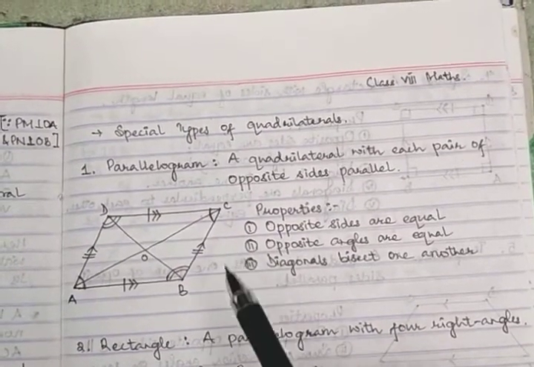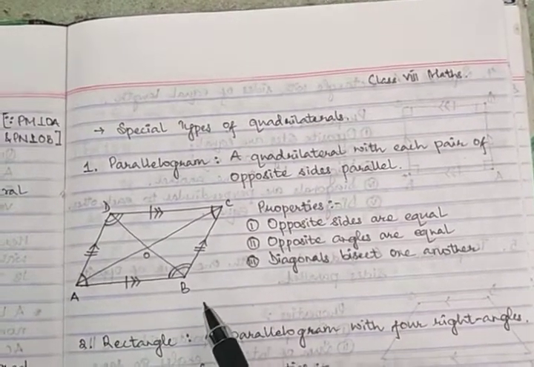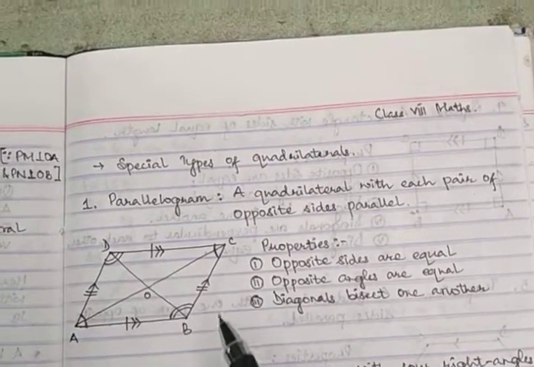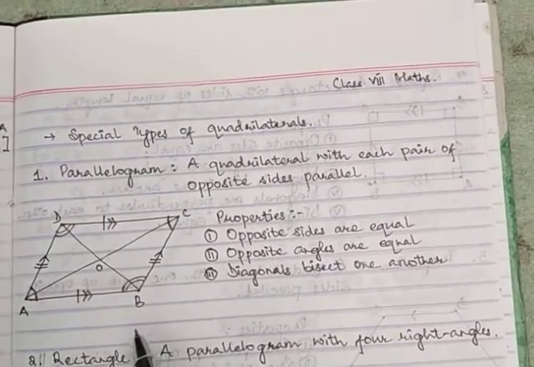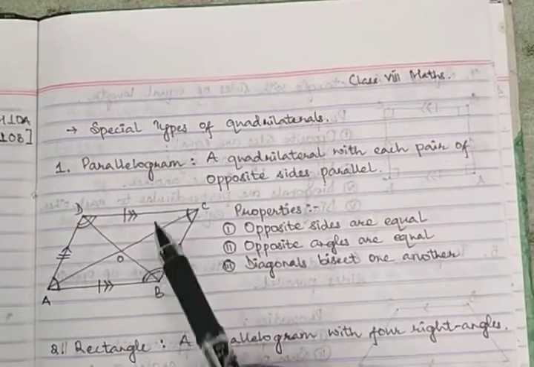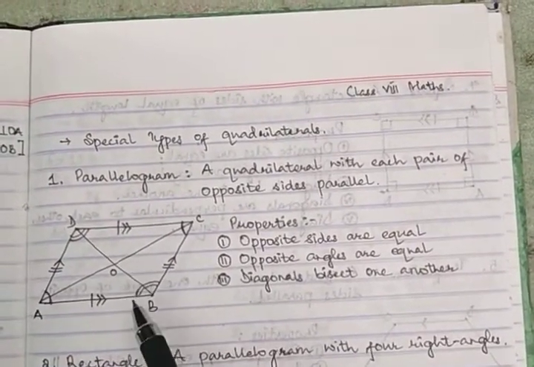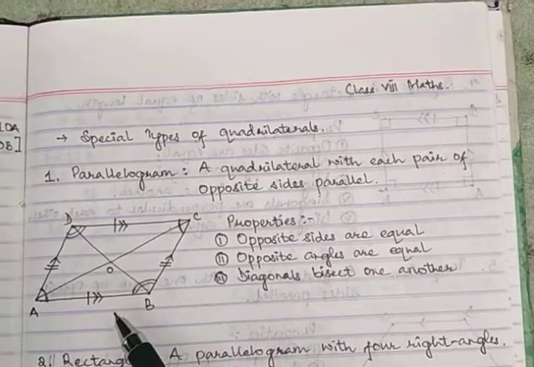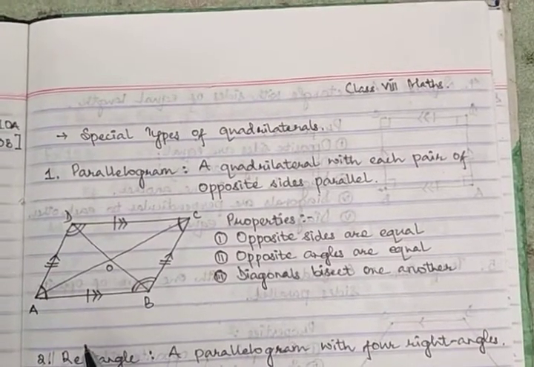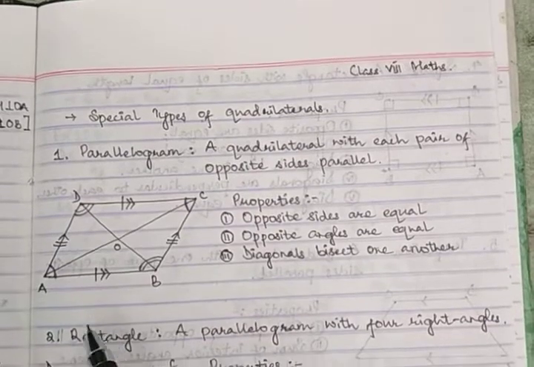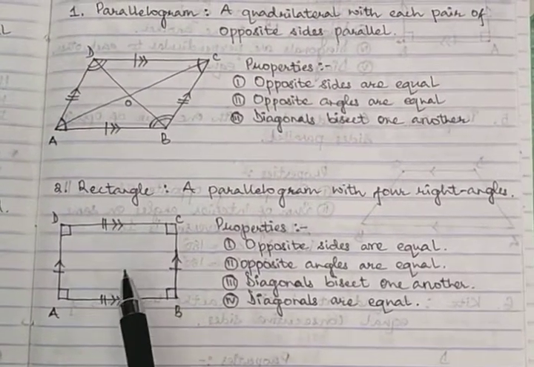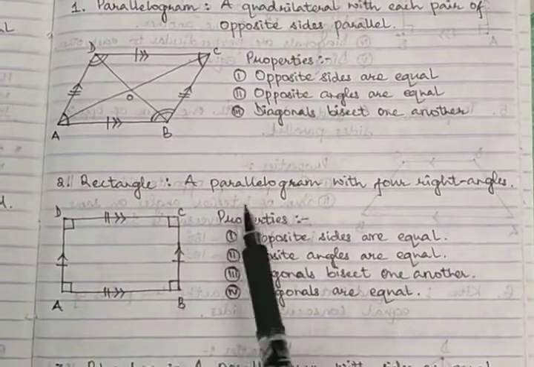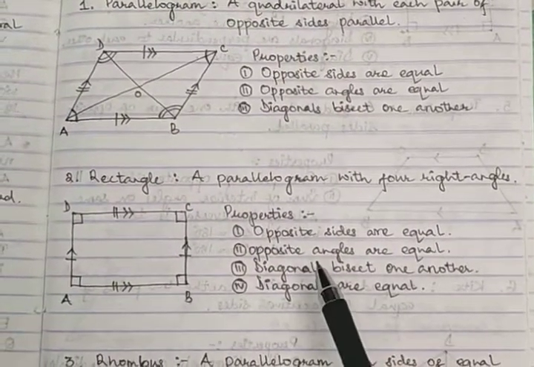That makes it special, and that is why it has got its name as a parallelogram. Why? Because opposite sides are parallel, opposite sides are equal, opposite angles are equal, and the diagonals bisect each other. Now the next type of parallelogram is a rectangle. A rectangle is a parallelogram with four right angles.